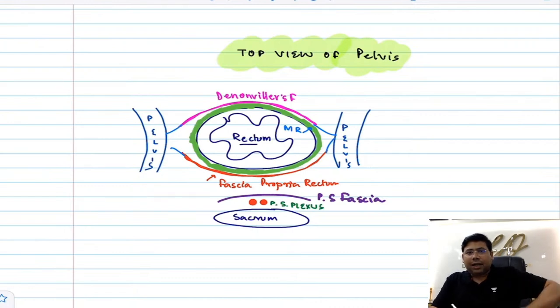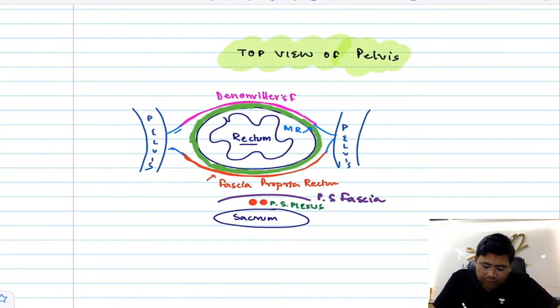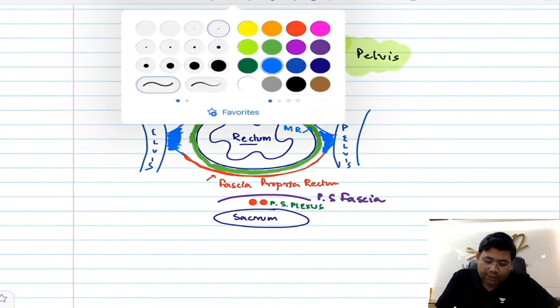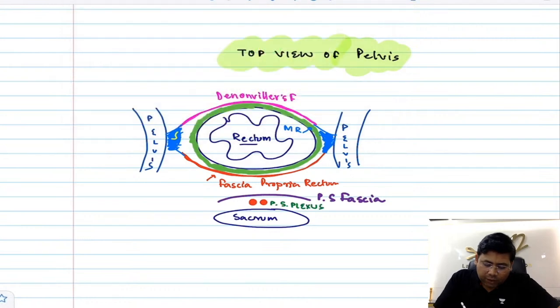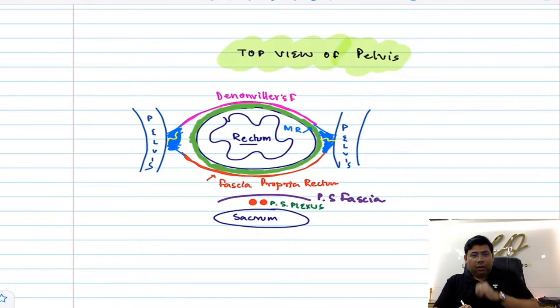Now just see what is happening. If you see, these are the condensations of the two fascias getting fused. Are you able to understand? This is the point where the two fascias are getting fused. What are the two fascias? Denonvilliers' fascia and the fascia propria of the rectum. And this is the place where actually you have, in many cases, the middle rectal vein and artery.